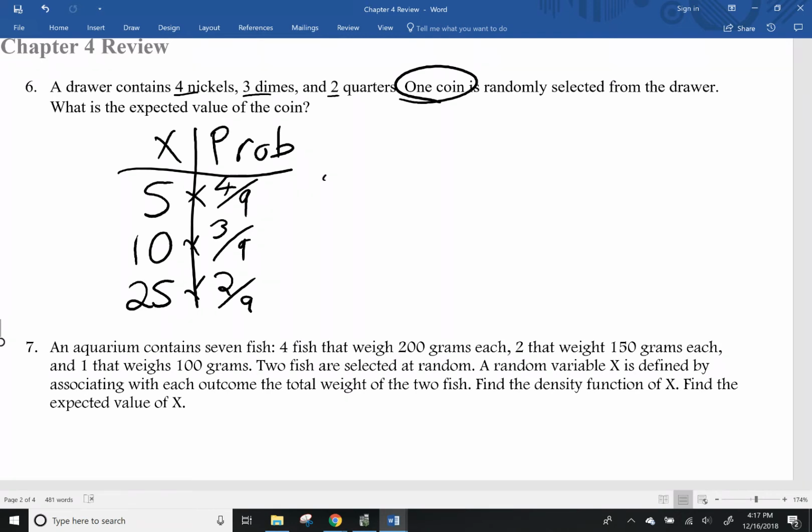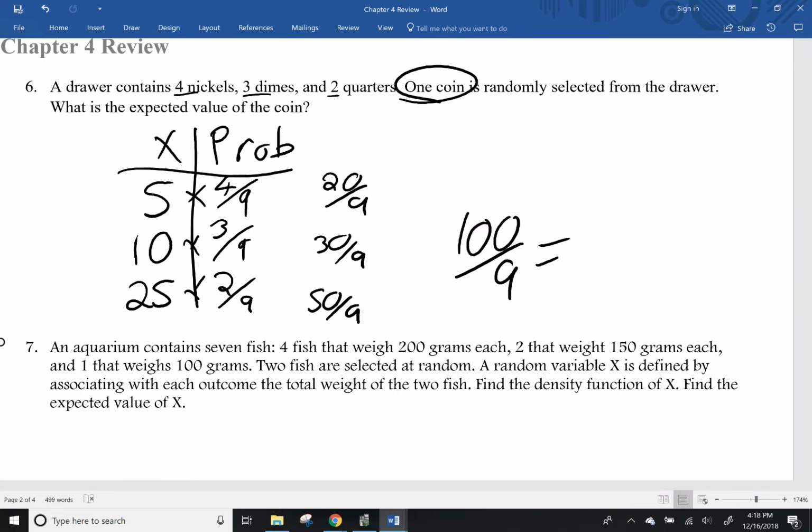So this ends up being 20 over 9. This ends up being 30 over 9. And this ends up being 50 over 9. And you add up all these fractions together, and you end up with, I believe, 100 over 9. And just to simplify that as a decimal, because we are talking about some money here, 100 divided by 9 is 11.11. So roughly 11 cents would be my average here.